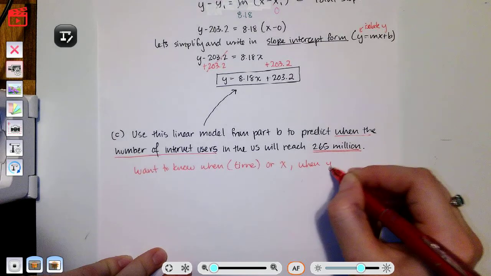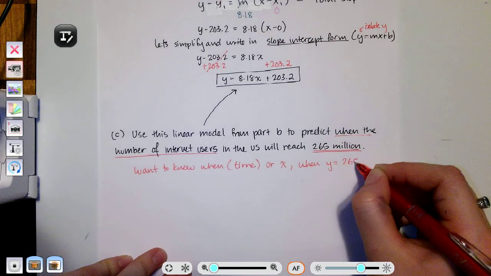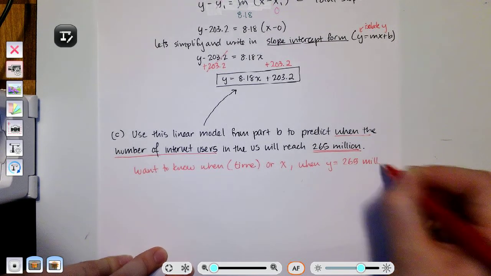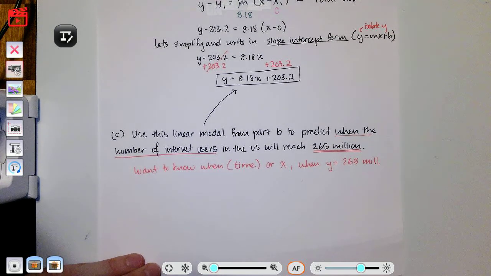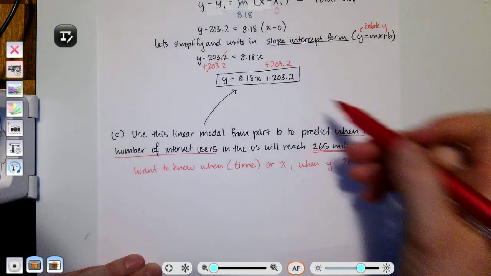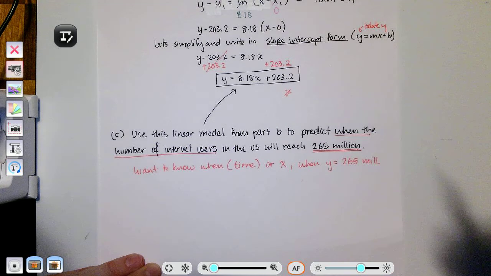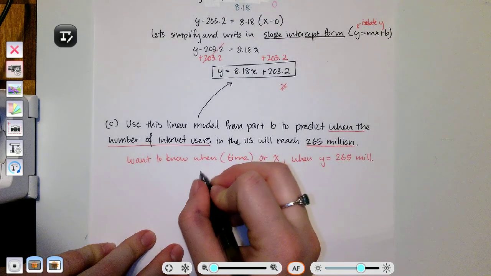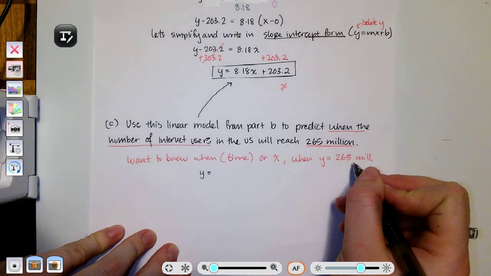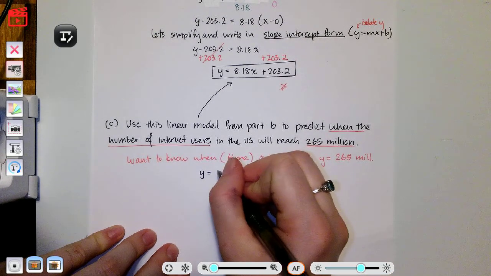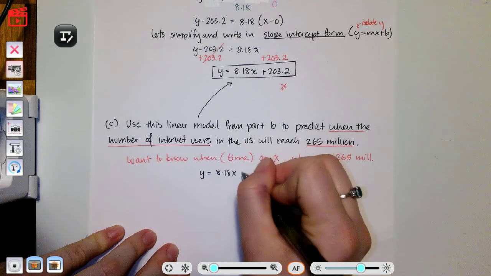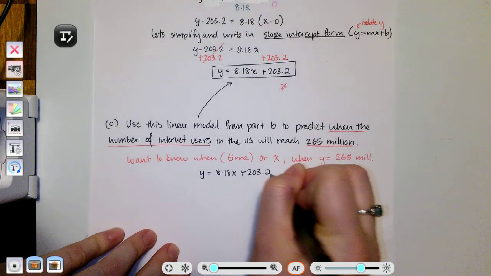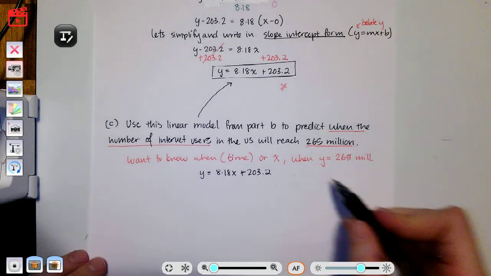When y equals 265 million. Okay, so that's what we're going to find out using this equation. So let's go ahead, we're going to plug in the value of 265 for y and try to solve for x. Okay, go ahead and see if you can plug in this value for y.